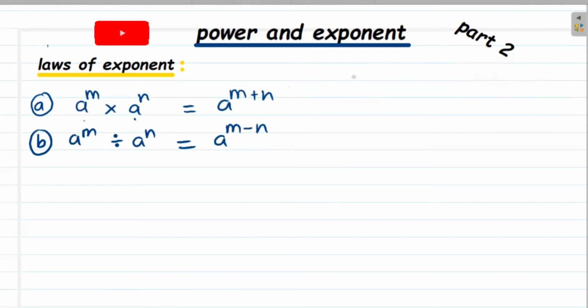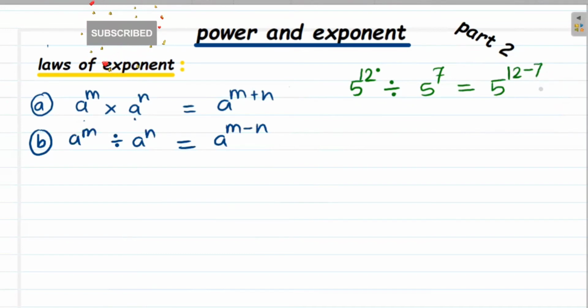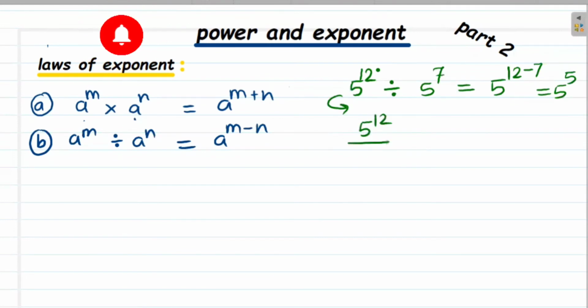Let's have an example: 5 raised to 12 divided by 5 raised to 7. According to the rule, what should it be? It should be subtraction, that is 5 raised to 12 minus 7, which will give me 5 raised to 5. But what is the idea behind that rule? Now 5 raised to 12 divided by 5 raised to 7, I can write this power in the form of a fraction also.